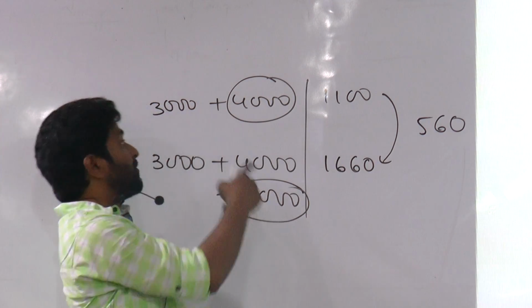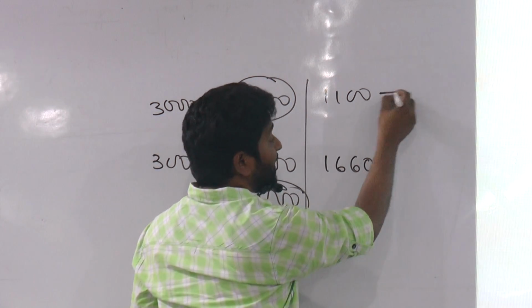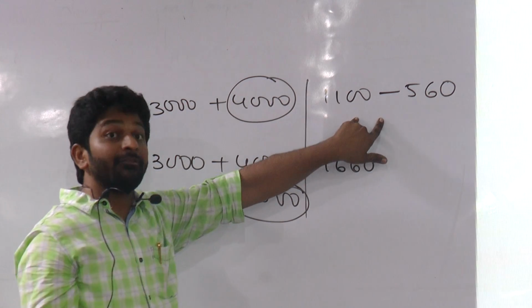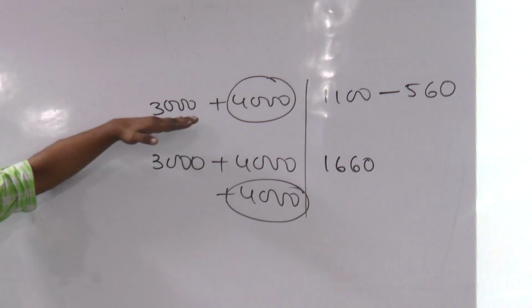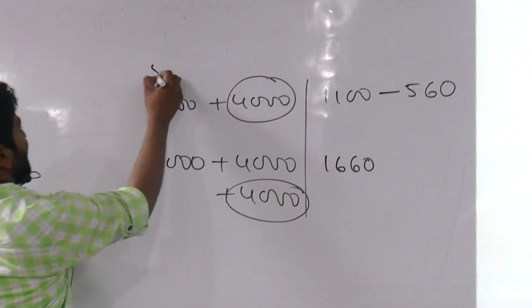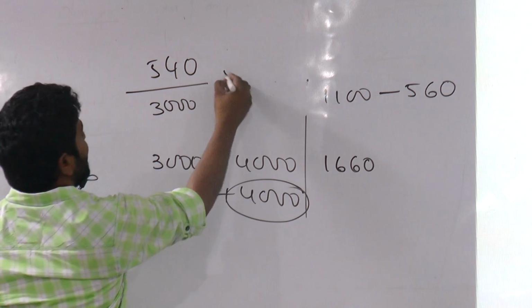Yes? So on 3,000 he will get the remaining number. Remaining number from 1100 and subtract 560. How much is this? 540. So he is going to get 540 rupees from 3,000, and you need to calculate percentage. So that will be 540 by 3,000 into 100.